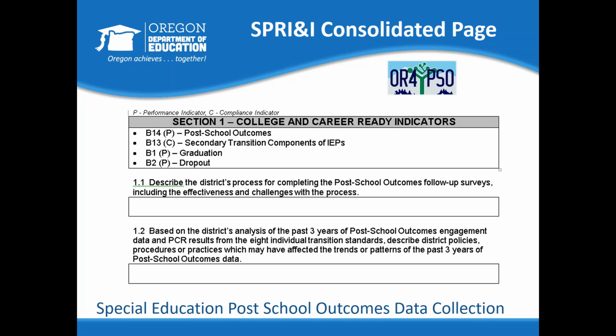This is where we talk about the consolidated plan. As a part of indicator 14, all the transition indicators are a part of the college and career ready section of the consolidated plan. So the information and data that you can find in PSO 2.0, or under indicator 14 and SPR&I, can help you to answer these questions.